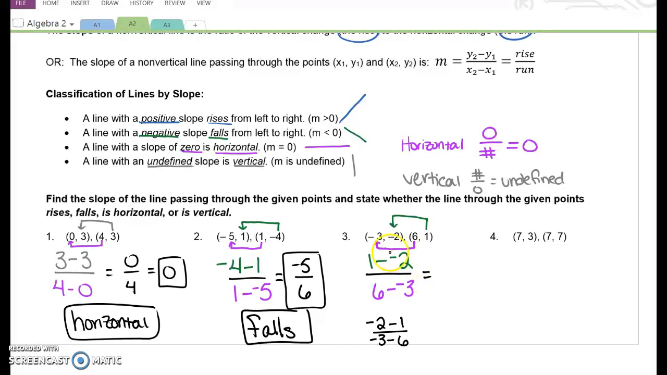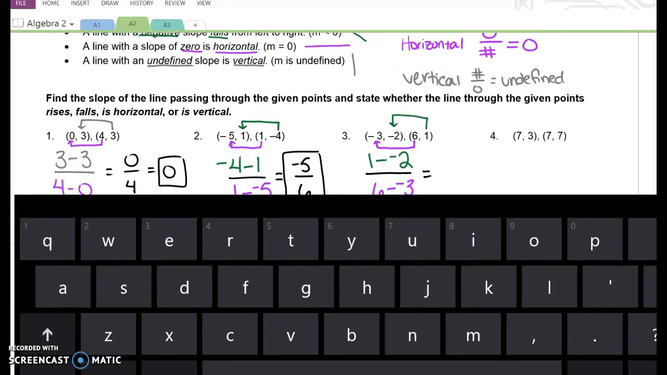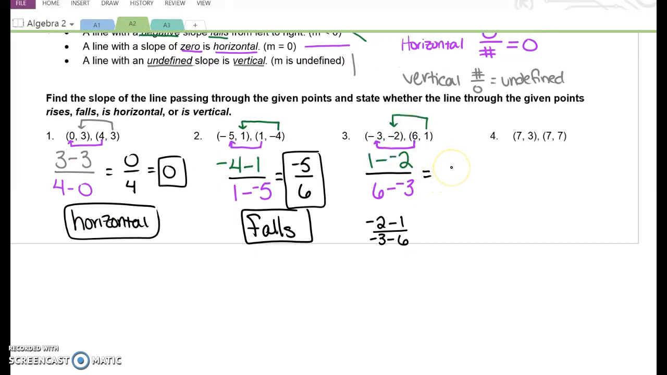The first way, doing the second point minus the first point, we get 3 over 9, which simplifies to 1/3.